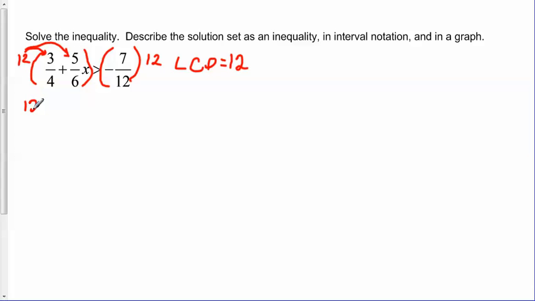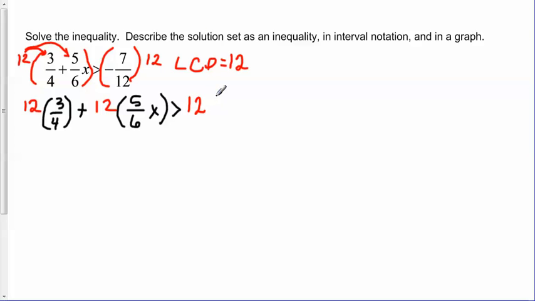So my first part of my distribution, I'm going to have 12 times 3/4. So that's the first part. And then that's going to be plus, and then the 12 is also going to distribute through to that 5/6 x. So there's my 5/6 x. And that's supposed to be greater than, and then notice that the 12 is going to get multiplied. Now be careful on your signs. Remember that this one up here was a negative 7/12, so we want to be sure that we put that negative in there, negative 7/12.